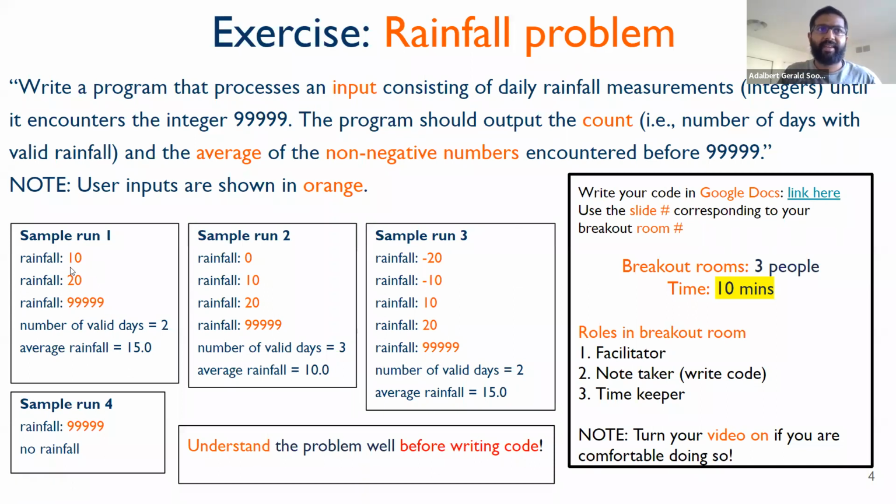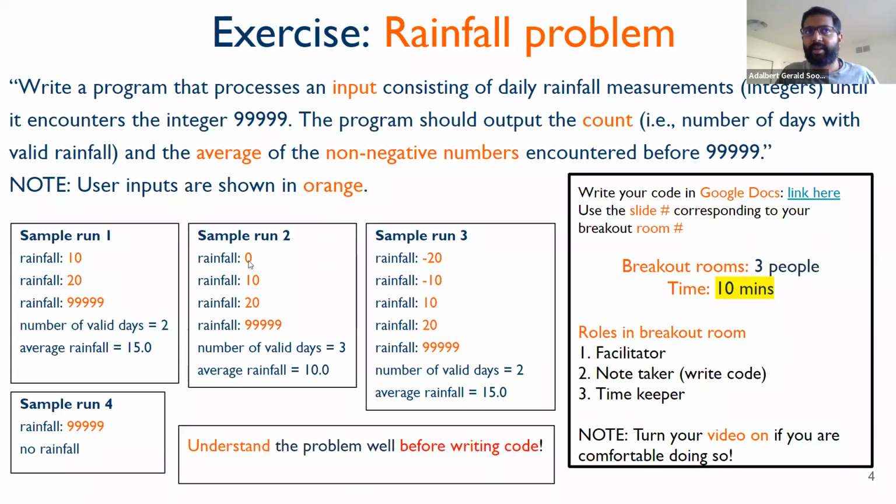You can see that in the sample run, the user enters 10 for the first rainfall value, 20 for the second, and 99999 for the third. In this case, the number of valid days is just the days with rainfall 10 and 20, because 99999 is the value to end taking the input. So the number of valid days is 2, and the average rainfall is 15. 10 plus 20 is 30, and 30 divided by 2 is 15.